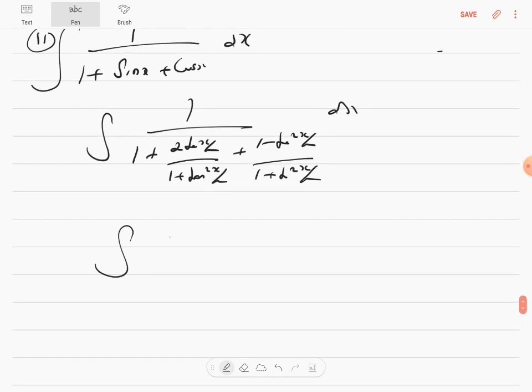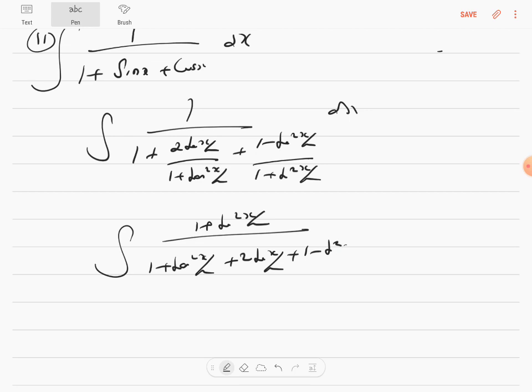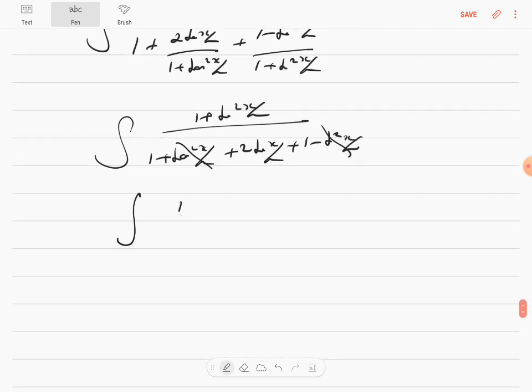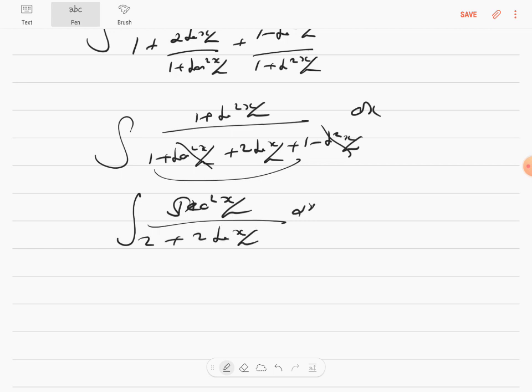So when you take an LCM, 1 plus tan square x by 2 will go up. We'll have 1 plus tan square x by 2 plus 2 tan x by 2 plus 1 minus tan square x by 2. So it will become 1 plus tan square x by 2, secant square x by 2, which is all you wanted, and you have 1 plus 1, which is 2, plus 2 tan x by 2 dx, which is secant square x by 2 and 1 by 2 out, 1 plus tan x by 2 into dx.